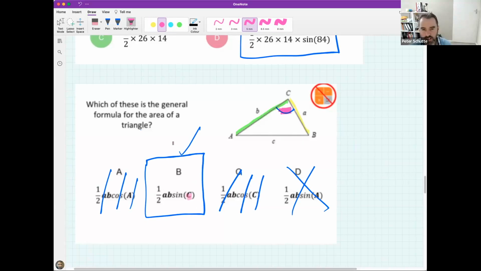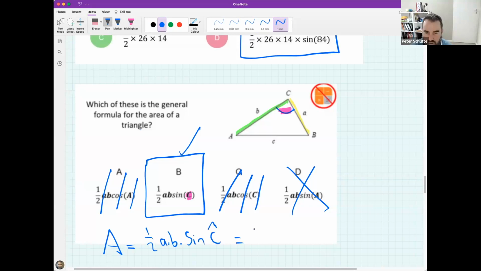So when we write the area rule, you often see it written like this. In some textbooks, they go a half A times B times the sine of C. But you also sometimes see it written a half A times C times the sine of B.